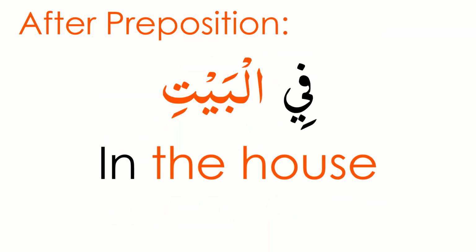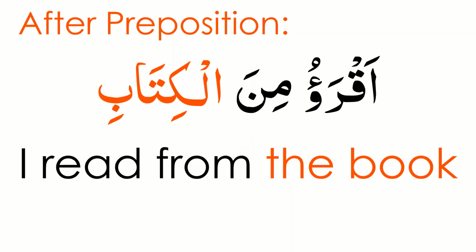Let's see some example for Jarr status. When the ism comes after the preposition, it will be in Jarr status. As we can see here, al-bayti is written after the preposition fi. That's why it is in Jarr status. And kasra is used to denote the Jarr status. Let's see another example. Akra'u minal kitab. Here, al-kitabi is written after the preposition min. So because of which al-kitabi is in Jarr status and kasra is used to denote it.